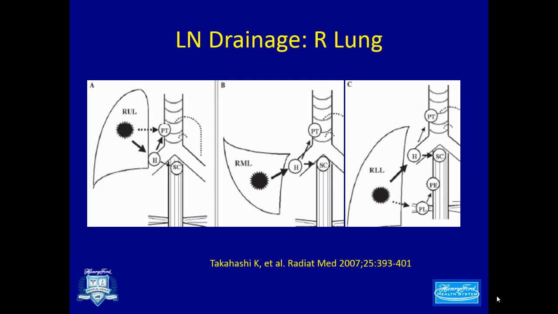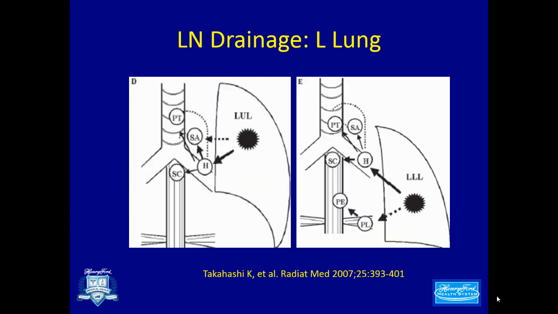Right lower lobe mostly goes to hilar and then subcarinal, but there's another pathway that they can also take, and it goes to the pulmonary ligament lymph node, which is station 9, and then to the paraesophageal lymph node, which is station 8.